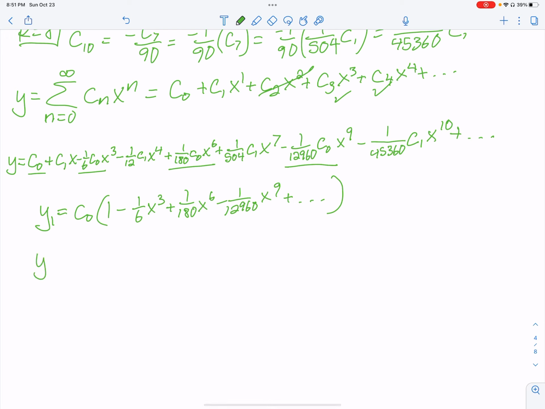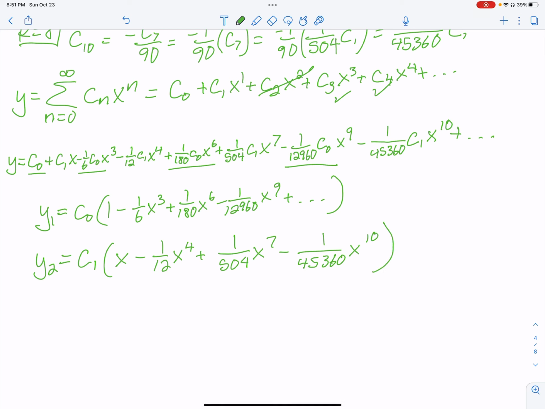That's one answer. The second answer are all my C1 answers. So I just factor those out. I got x minus 1 over 12 x to the 4th plus 1 over 504 x to the 7th. And then the last one, 1 over 45360 x to the 10th. And then that goes on forever. These are my two solutions for that DE, that is an infinite series. And then we also can come up with a general solution that is y equals C1 times Y1 plus C2 times Y2, like we have in the past. Now we just have an answer that is an infinite series.